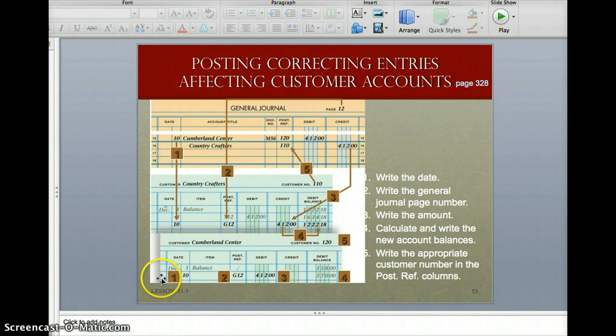On Cumberland Center, it's the 10th. You don't have to put anything in the item. It's G12, General Journal 12 again. And we're debiting them for $412. So we're adding that to their balance, and they now owe us a total of $570 because their balance previous to that was $158 plus the $412. If we had never made the error in the first place, it would have gone straight into this transaction within Cumberland Center, and Country Crafters would have never been affected. So there you go. That's all there is for this section in chapter 11, 11.5.